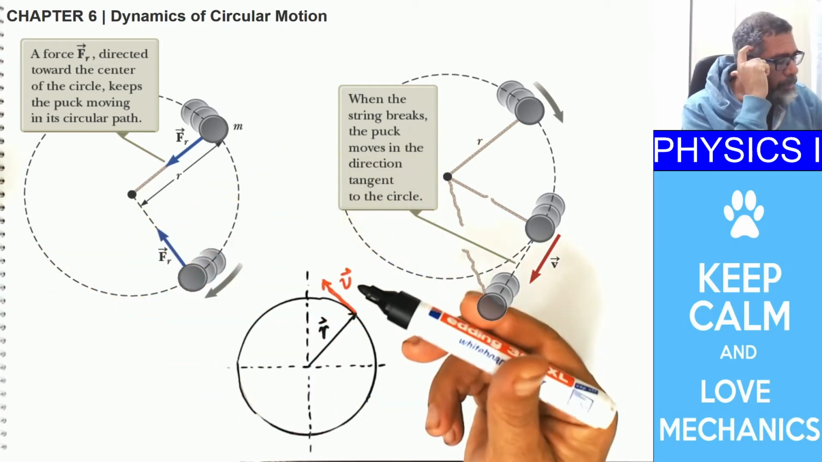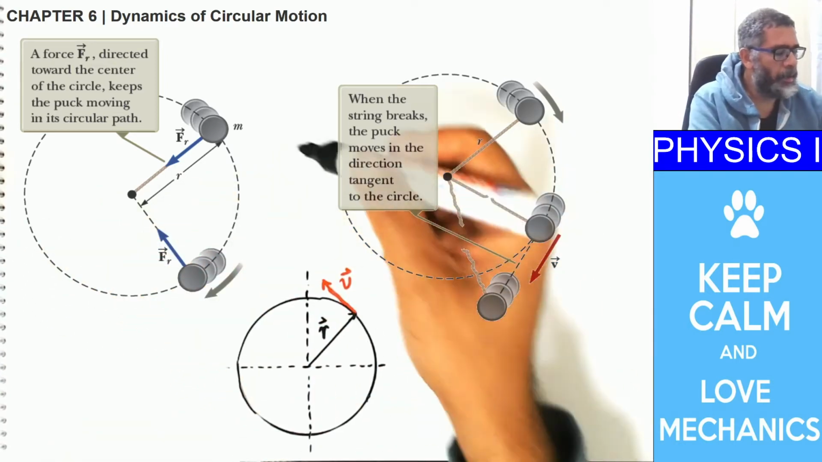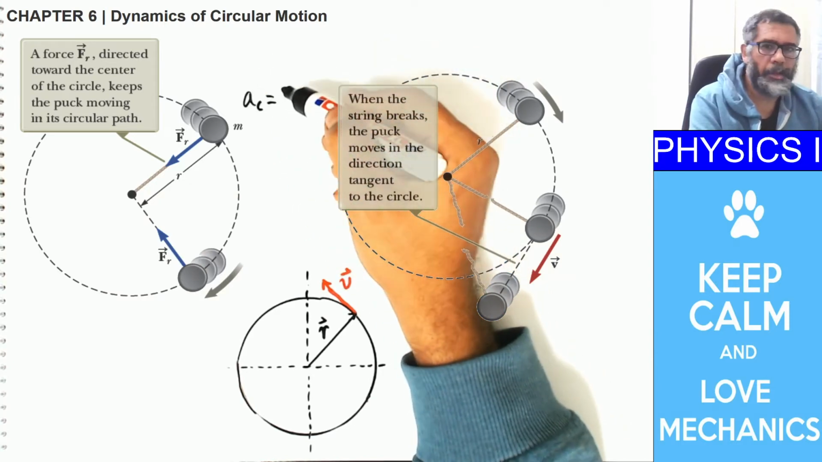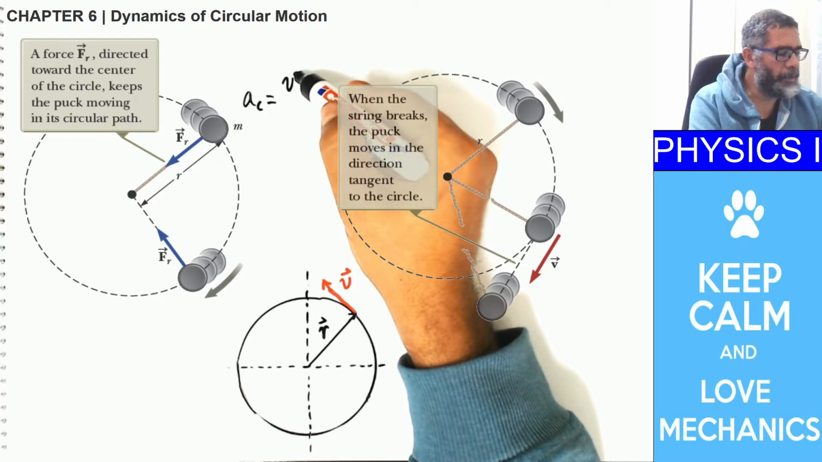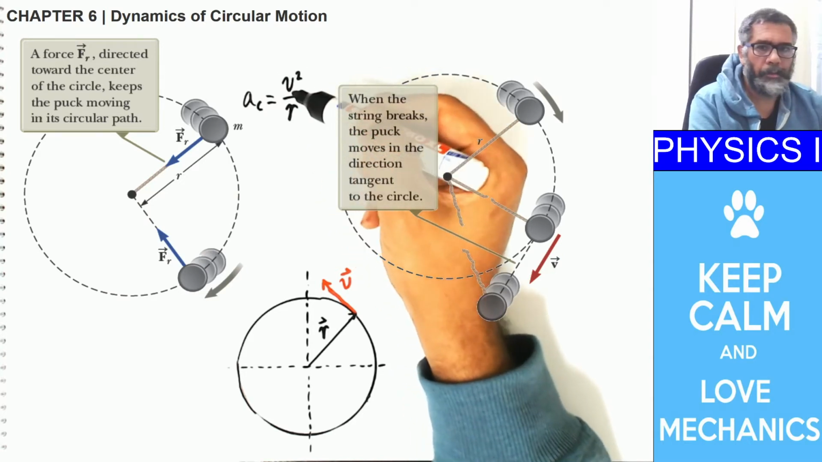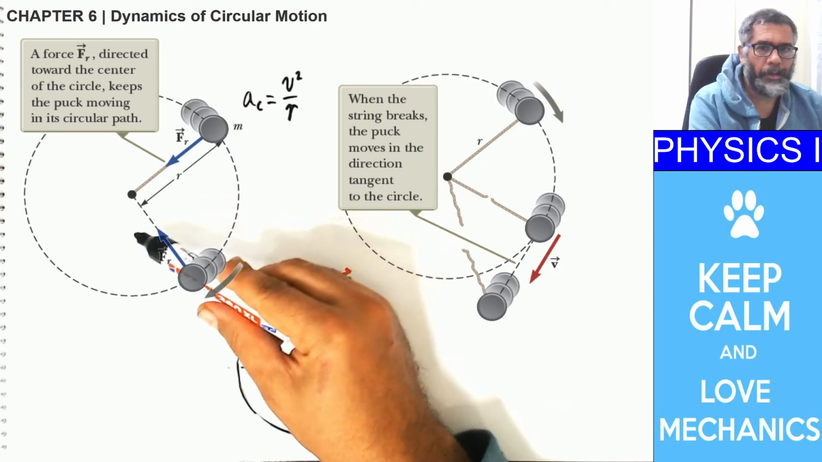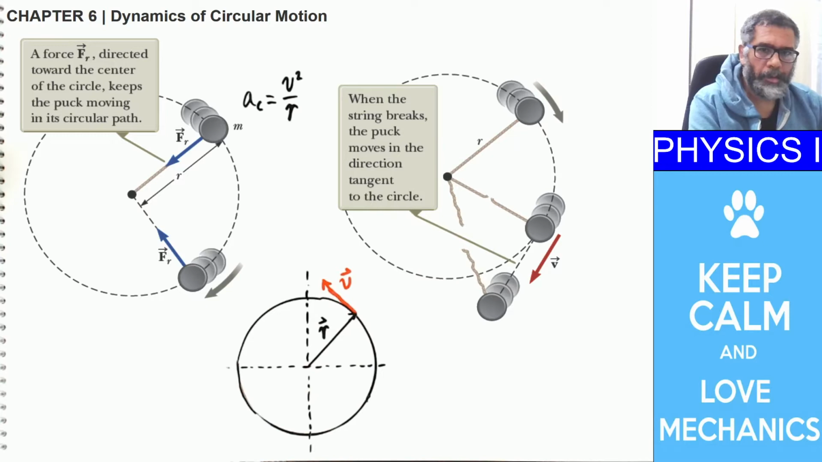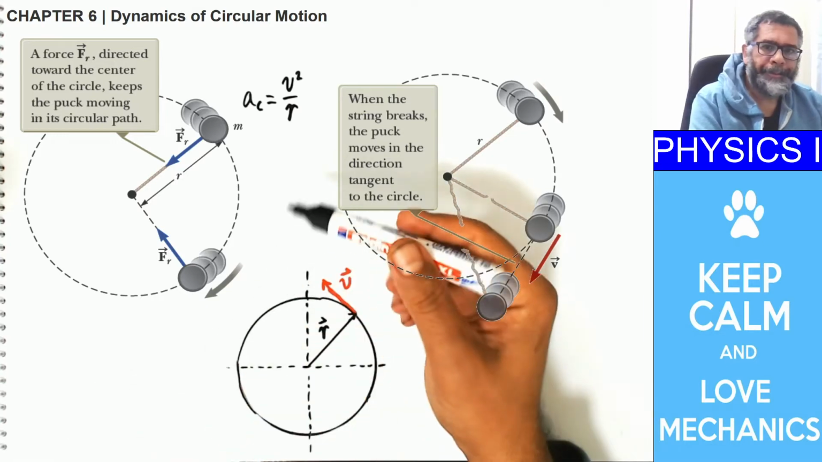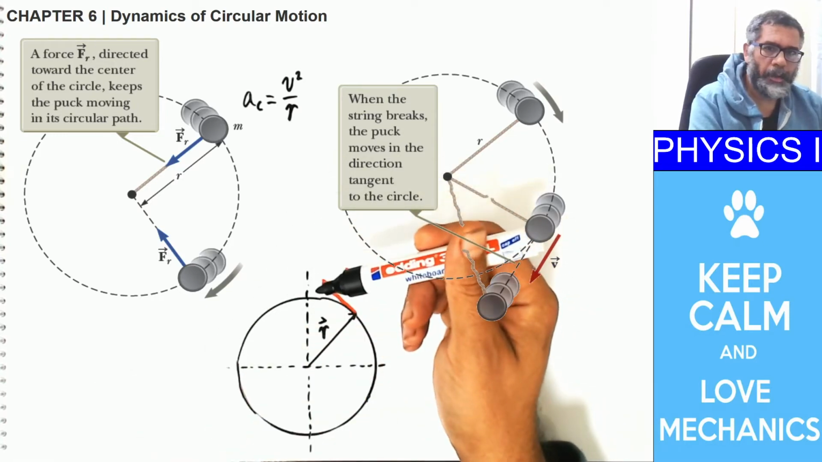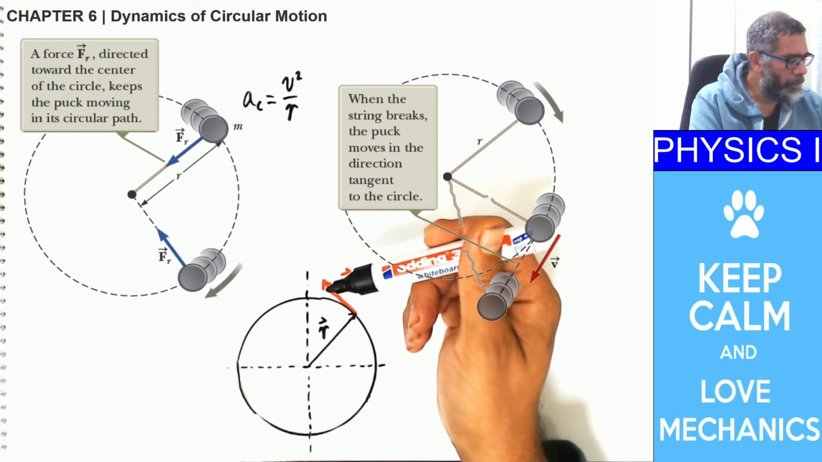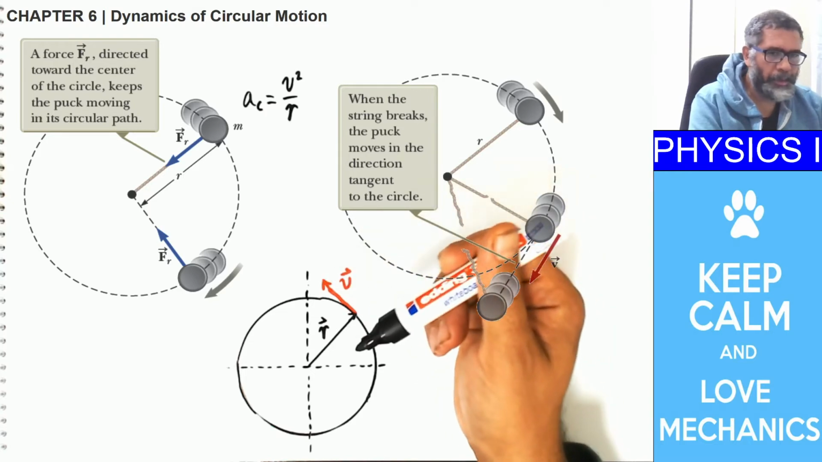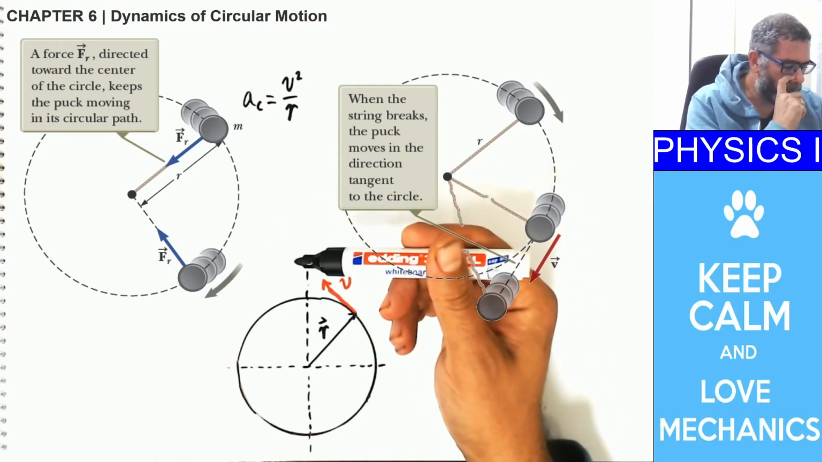And we know that for a uniform circular motion, the centripetal acceleration is just equal to the circumferential speed squared divided by r, where r is the radius of the circular motion. So we will analyze this motion, and we will try to apply Newton's second law for the circular motion.